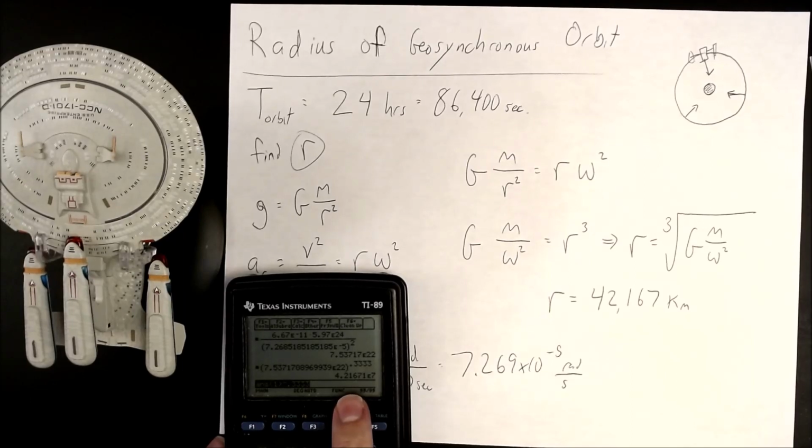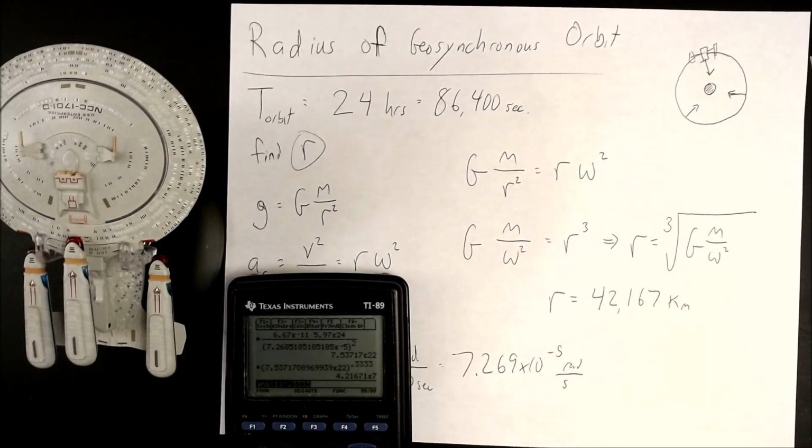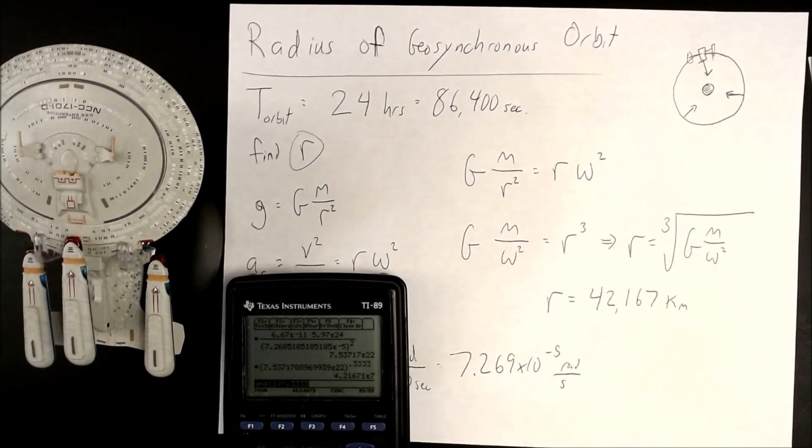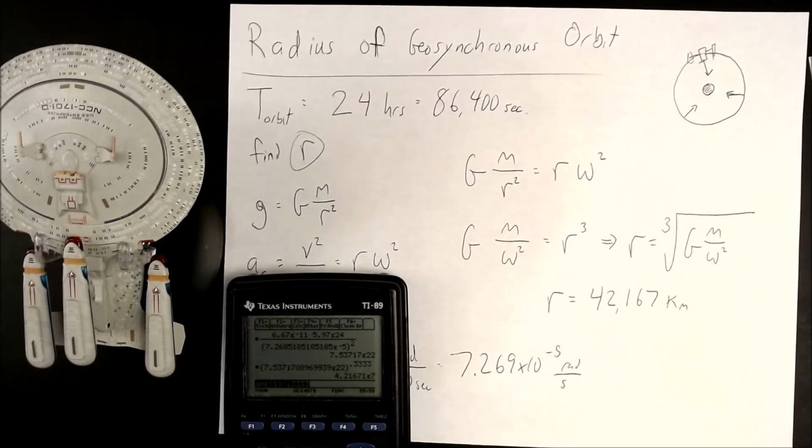1,000 kilometers is 10 to the 6 meters, and so 42,000 kilometers. Is that right? Is that what you hear when you talk about geosynchronous orbit? No, whenever anyone quotes geosynchronous orbit, it's something like 35 to 36,000 kilometers. Why is that?